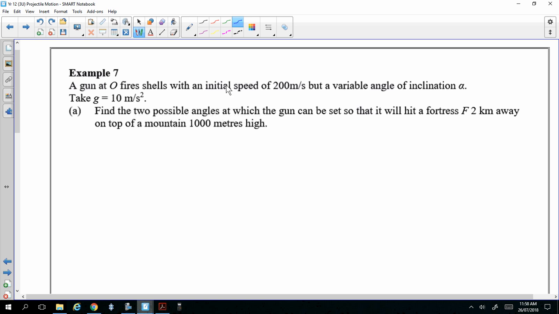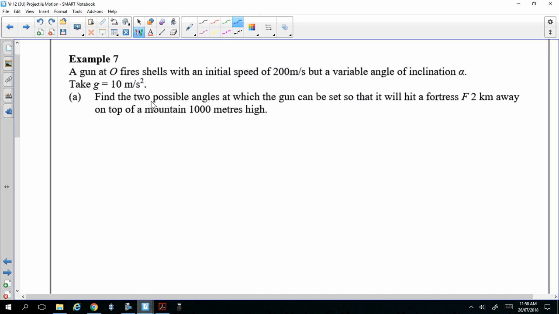A gun flies from O at an initial speed of 200 meters per second with variable inclination alpha. Take g as 10. Find two possible angles the gun can be set so that it will hit a fortress 2 kilometers away on the top of a mountain 1,000 meters high.